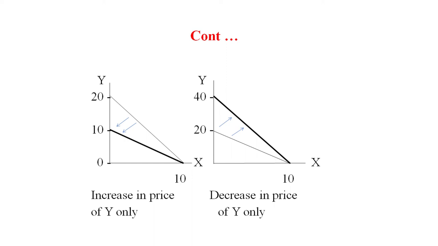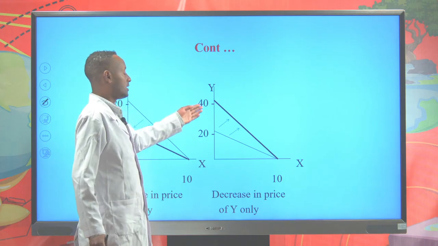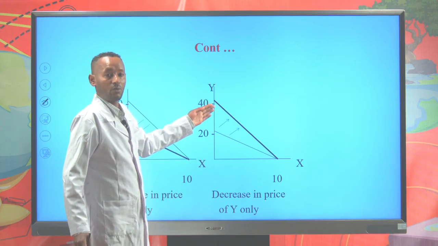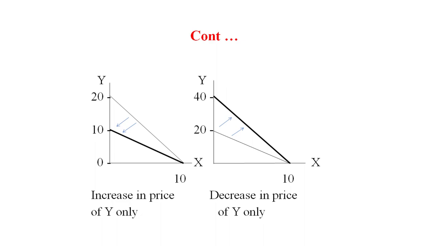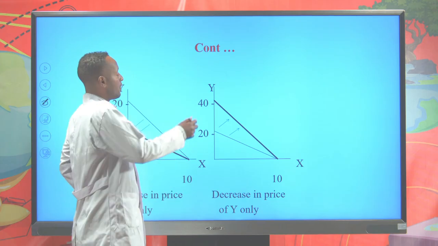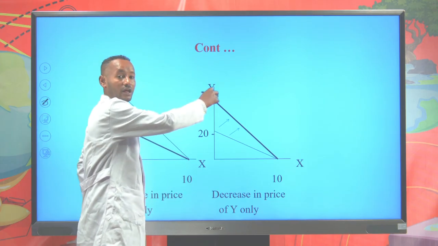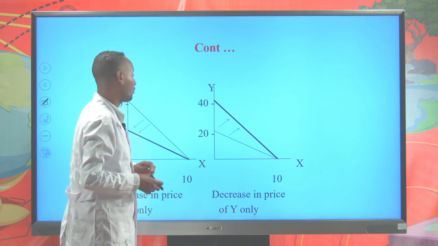With a decrease in price of Y only, again, there is no change in the price of X and income of a consumer. Then there is no change in the horizontal intercept of the budget line. So the change will be in the vertical intercept. So with the decline in price of good Y, the budget line will shift outward in the vertical or Y intercept.